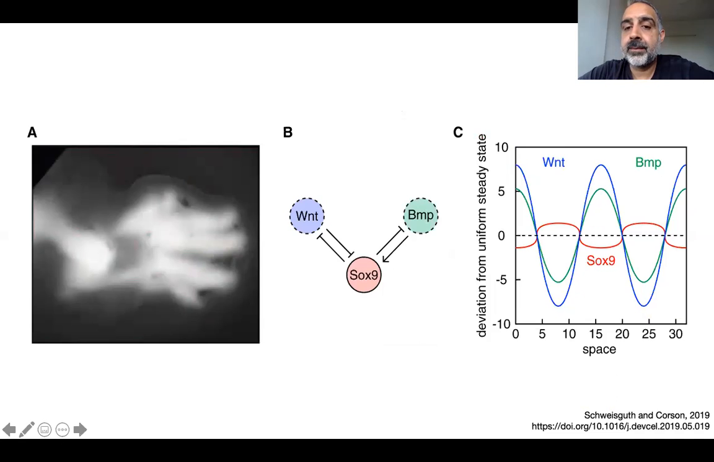So again, this is the SOX9 Wnt BMP pathway in the limb bud, another example of these reaction diffusion mechanisms that cause digits or cartilage condensations to appear in this very patterned fashion in the hand plate of a mouse embryo here. Okay.